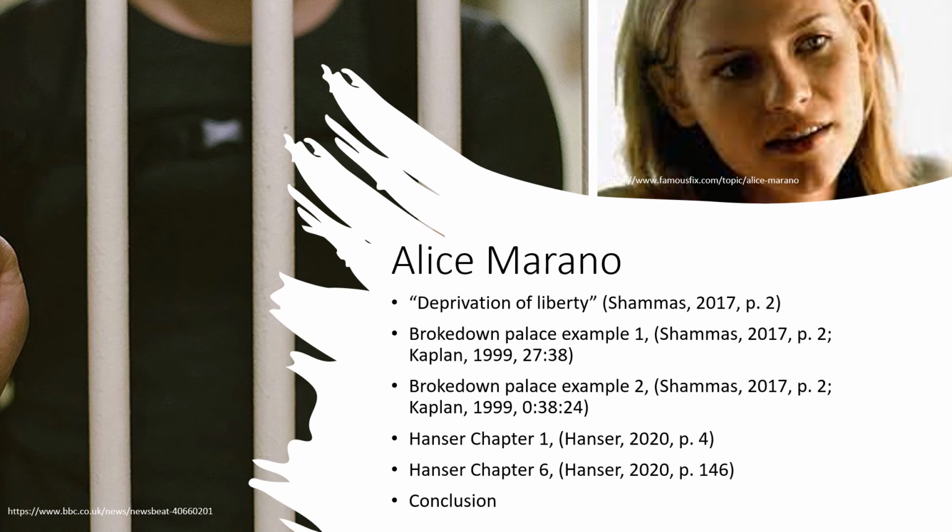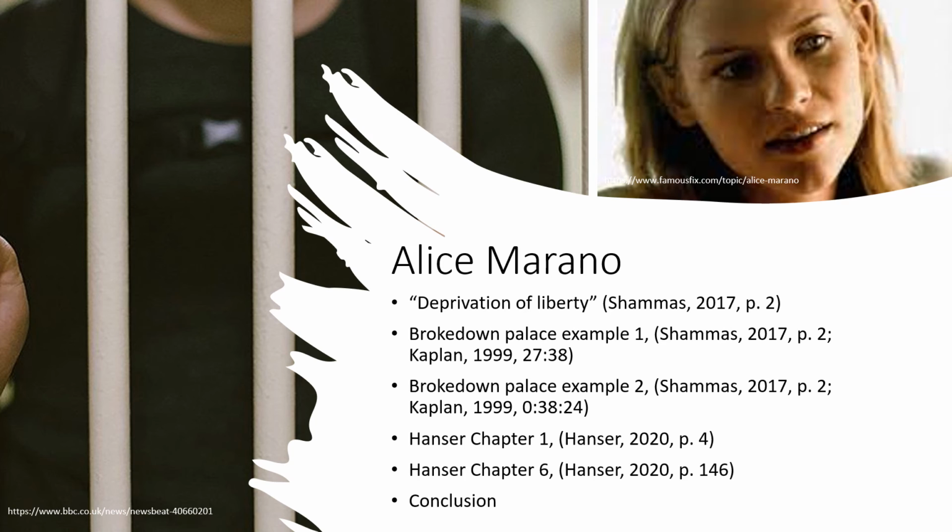The second Brokedown Palace example comes from Kaplan, 1999, 38 minutes, 24 seconds, and this essentially shows where Alice is being sentenced to 33 years by the court. The Hanser 2020 chapter that best correlates with this is chapter 6, Hanser 2020, on page 146. It essentially talks about immediate sanctions and how prison sentences are meant to rehabilitate.